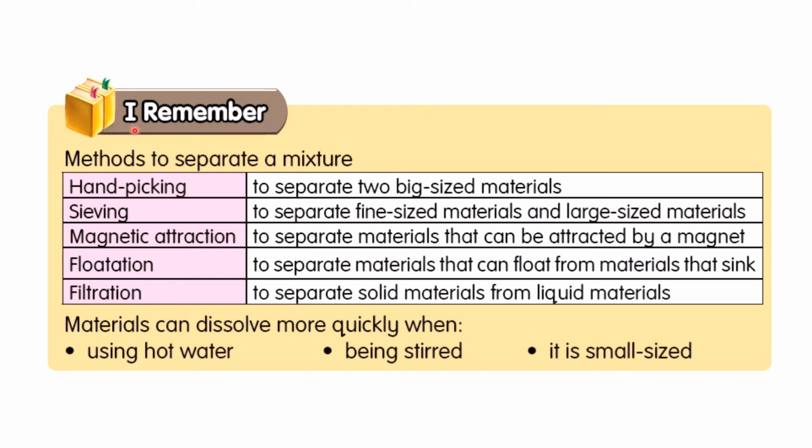Okay, I remember. You can refer your textbook, page 100. These are the main points that we learn in this topic, okay? Methods to separate a mixture. I already explained to you earlier. Okay, 5 methods here. And then the ways, okay? Materials can dissolve more quickly when using hot water, being stirred, and it is small size.